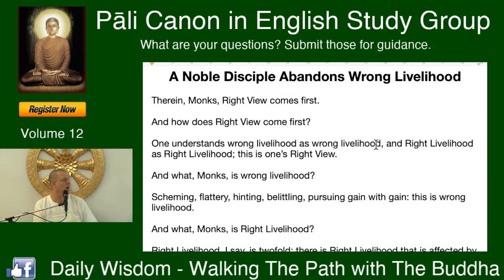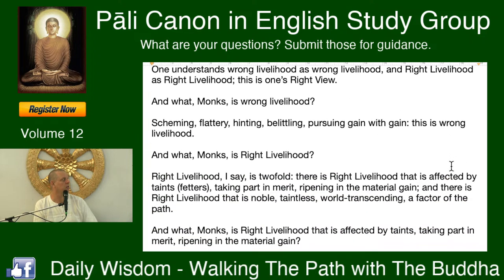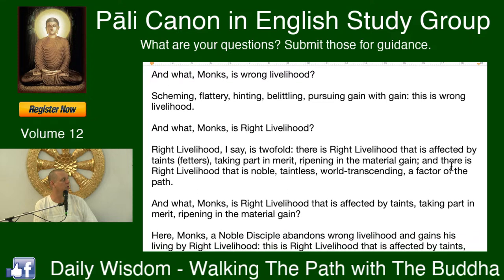Then after you have established right view, if you're going to work on your livelihood, the next thing is to ensure that in your livelihood you're not doing any scheming, flattering, hinting, belittling, or pursuing gain with gain. I talk about these in all of our foundational classes. Pursuing gain with gain is like taking a job just for the sake of money, when you don't really care about the product or the service. You're just collecting a paycheck and that's it. That's going to burn out over time and you're going to feel very dull, lethargic, and unmotivated in the job.